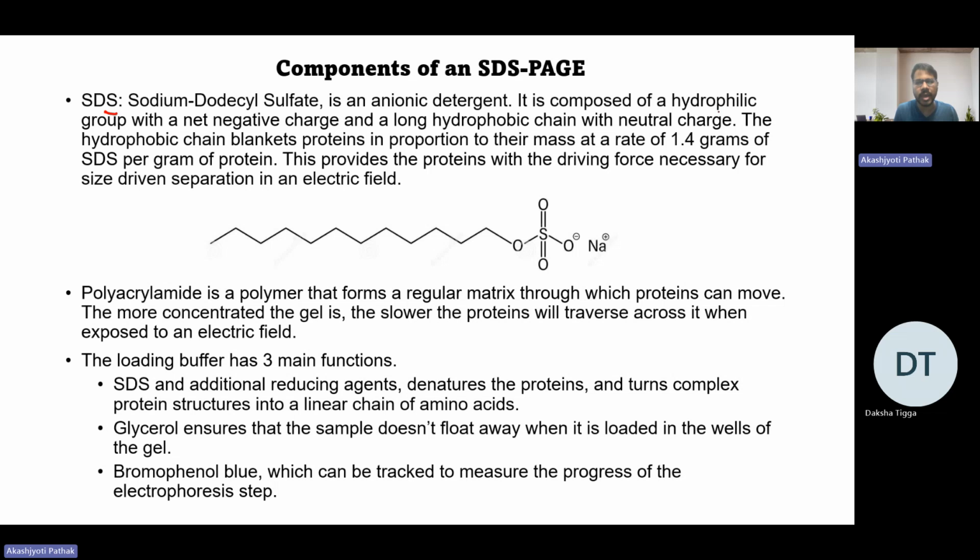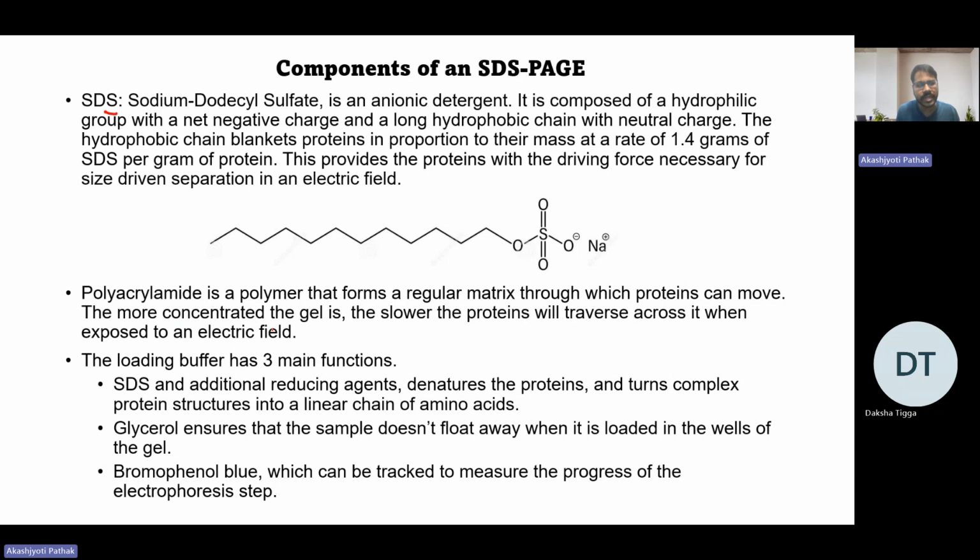So it is composed of a hydrophilic group with a net negative charge and a long hydrophobic chain with neutral charge. So this is your hydrophobic chain and this is your hydrophilic region. So it is an amphiphilic molecule. Okay. And it will provide a negative charge to your protein.